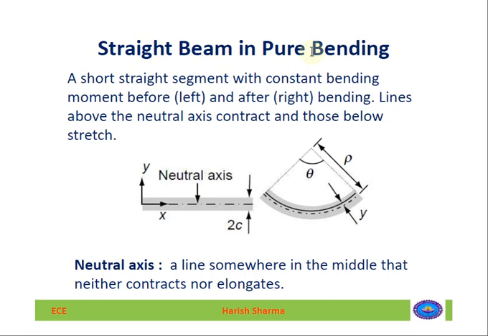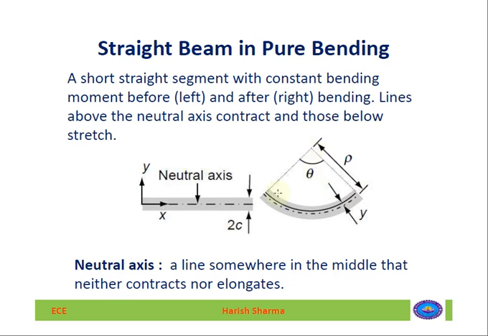We can see a short straight segment with a constant bending moment. Before bending, this is the straight beam, and the length is L, and the total width we take as 2C, or H. After bending, it makes a curvature of radius rho, and this angle is theta, with a center point.